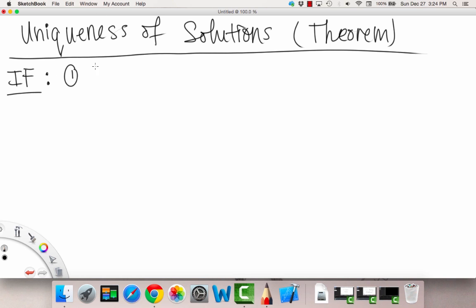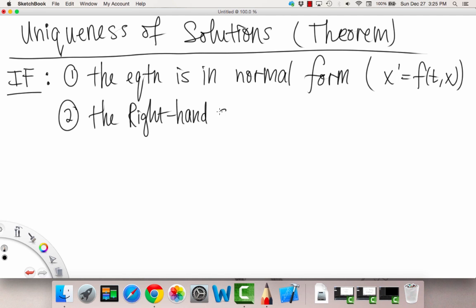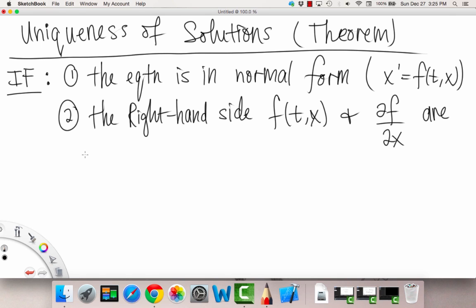For this one, we have: if the equation that we're looking at is in normal form, meaning x prime is equal to f of t comma x. Then the second hypothesis is that the right-hand side, our function f of t and x, and the derivative partial f partial x, both have to be defined and continuous. It's important to note that's an x down here, not a t.